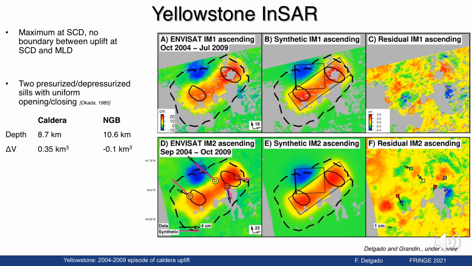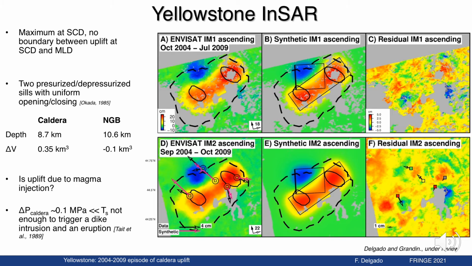The depth of and the volume changes of these sources are shown in this table. If the uplift at the caldera results from magma injection, the maximum overpressure that can predict the observed ground deformation is not large enough to trigger a dike intrusion and an eruption in this volcano.